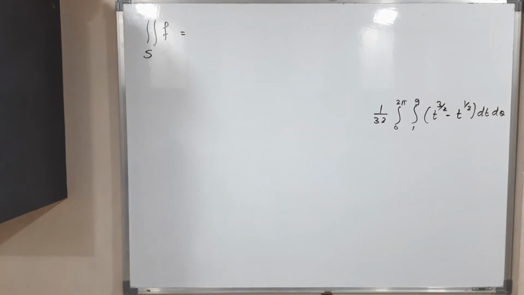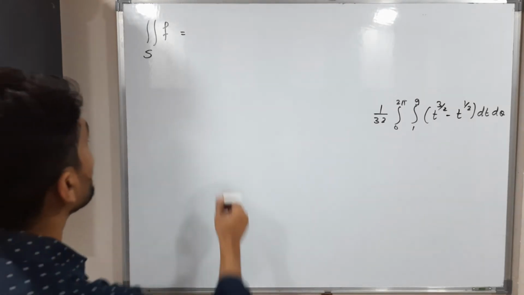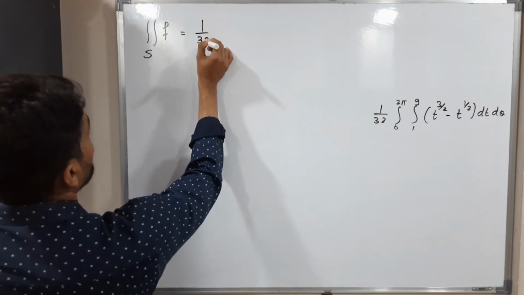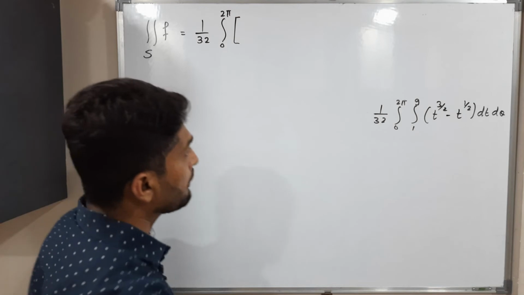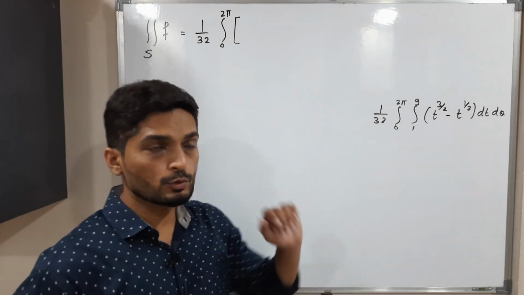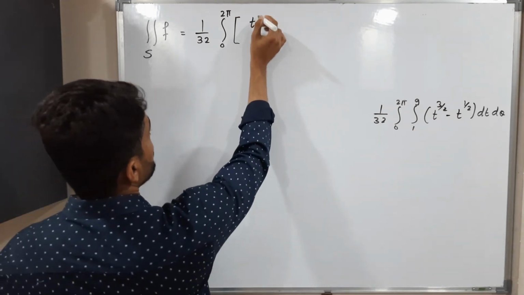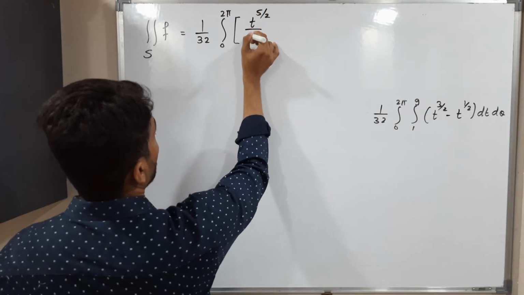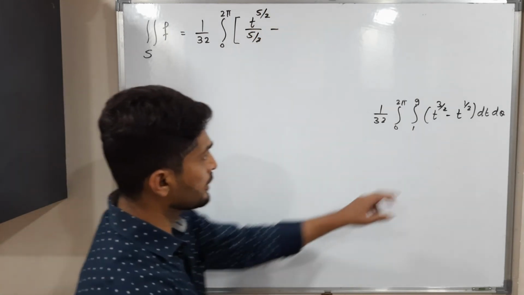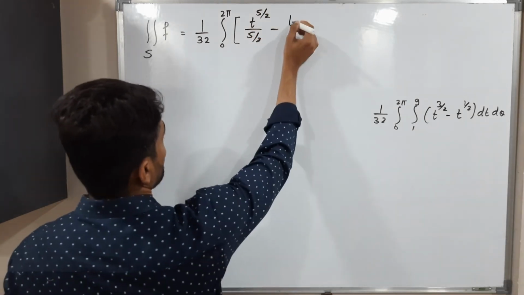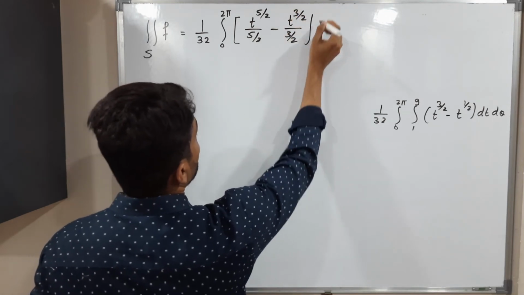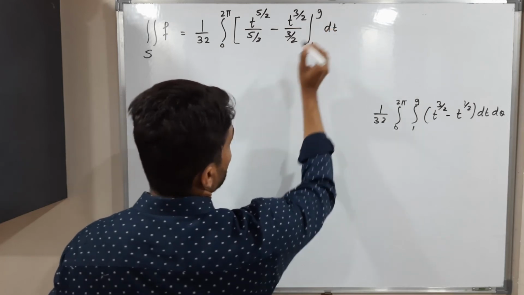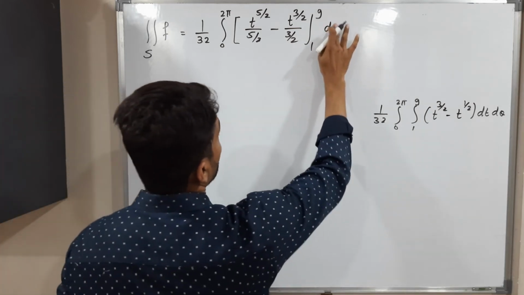Therefore, double integration of f over s is equal to 1 upon 32, right? Integral from 0 to 2 pi. I'm going to integrate t raised to 3 by 2. Its integration is t raised to 5 by 2 divided by 5 by 2. Integration of t raised to 1 by 2 is t raised to 3 by 2 divided by 3 by 2, with limits 1 to 9, dt. Sorry, d theta we have.